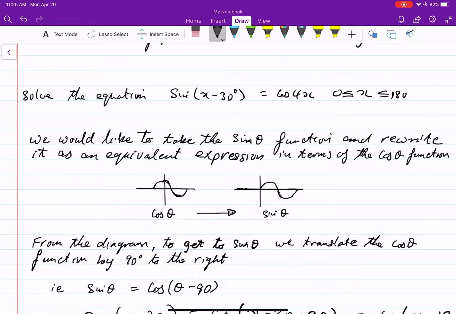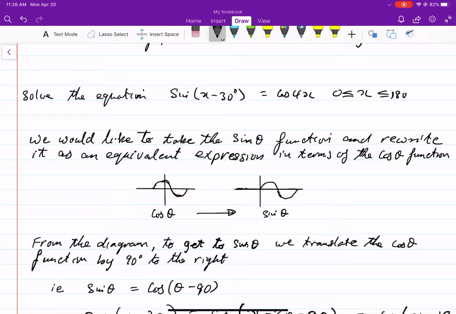Now, if you look at that equation, it's a bit complex. On the left-hand side, you have the sine function, and it's the sine of a compound angle. On the right-hand side, it's the cos function, and it's the cos of a quadruple angle. Not so easy to handle. However, one good way to do this problem is to try to get the same trig ratio on both sides. Either the sine trig ratio on both sides or the cos trig ratio on both sides.